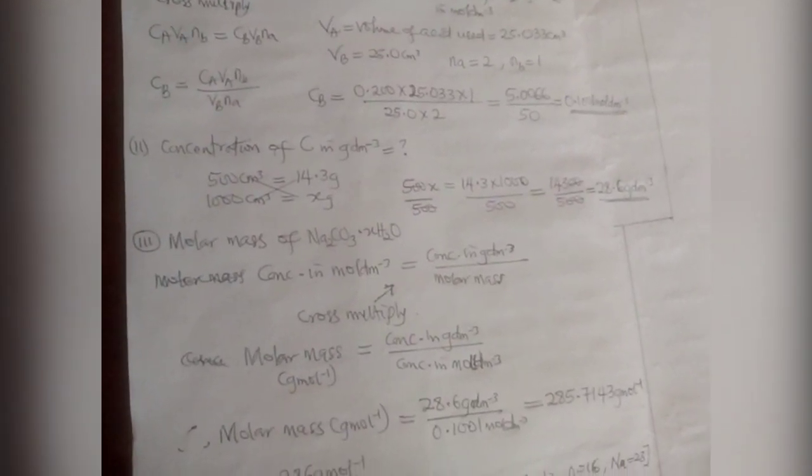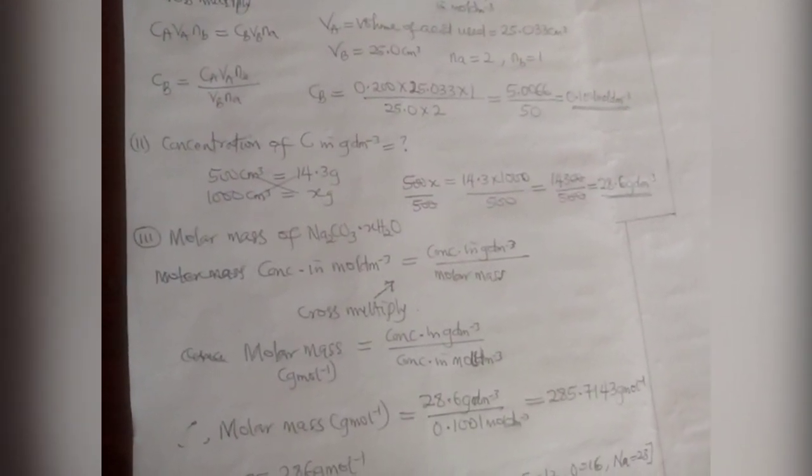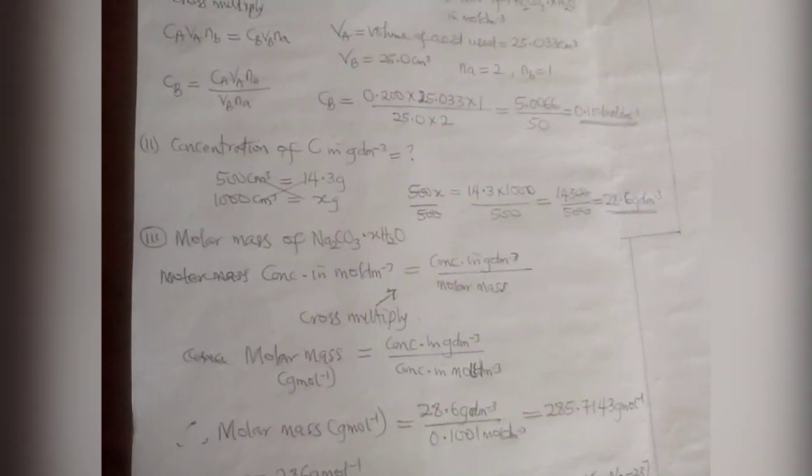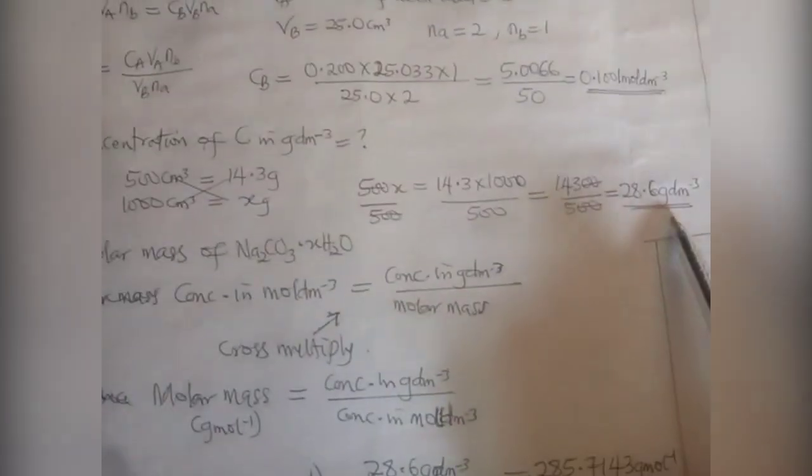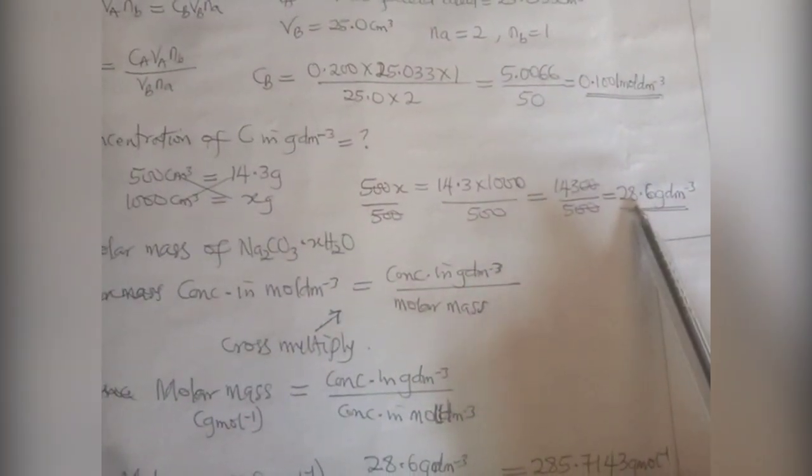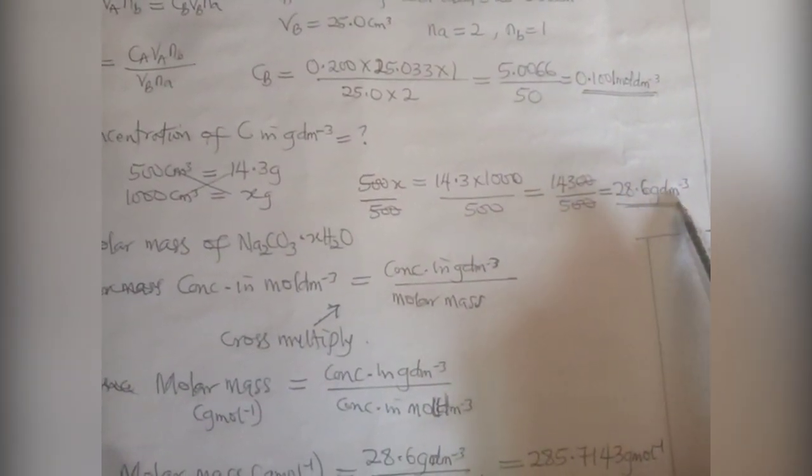Calculate the concentration of C in gram per dm cube. So if you are calculating that, what is given to us is 14.3 gram per 500 cm cube. Now you're going to convert that to gram per dm cube. How do you do that? You equate it like this and you cross multiply. Then you will have an answer of 28.6 gram per dm cube.